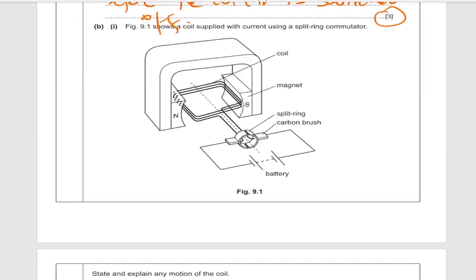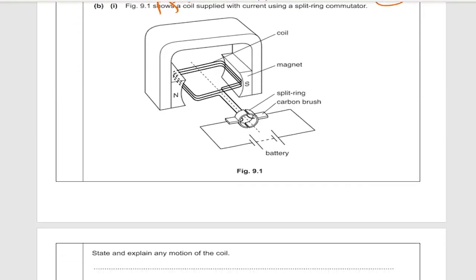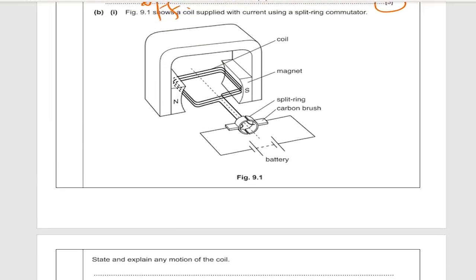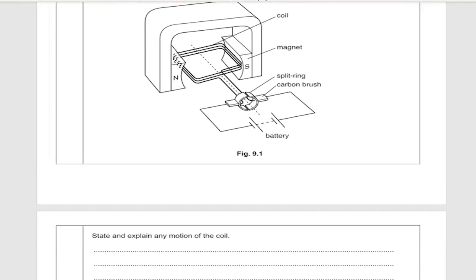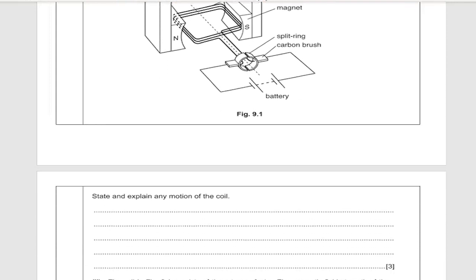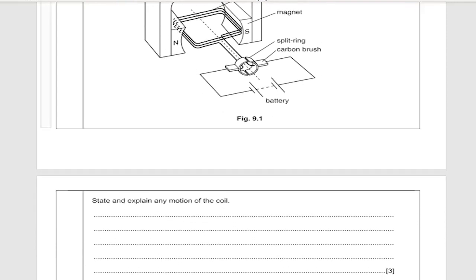Okay, then the second part is on our DC motor. We can see this has a split ring, just like a DC motor should. It's got a coil in and it's got a magnet. So we know a DC motor is going to spin. It's a DC motor diagram. We know what motors do, they spin.